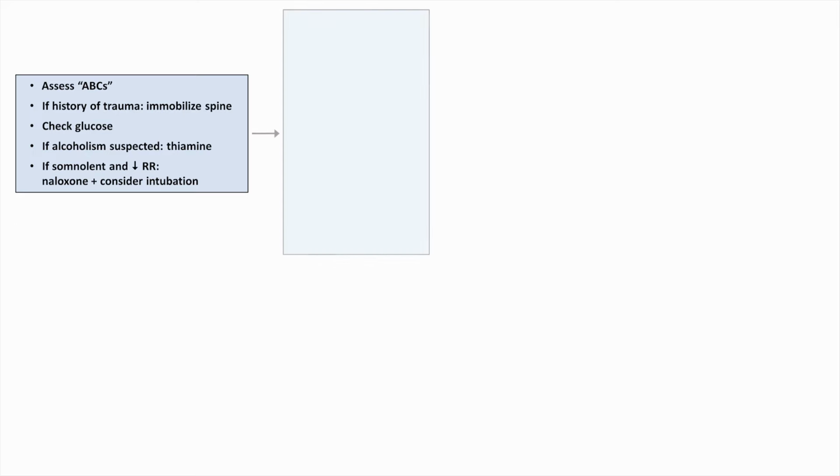Immobilize the spine if there's a history of trauma. Because it's so fast to check and hypoglycemia is imminently life-threatening, check the serum glucose with a glucometer, even if the patient is not known to be a diabetic. If heavy alcohol use is suspected, give empiric thiamine for treatment of Wernicke's encephalopathy, which can acutely worsen if glucose is given in the absence of thiamine. And if the patient is somnolent and has a low respiratory rate, give empiric naloxone to reverse possible opiate overdose and consider intubation.